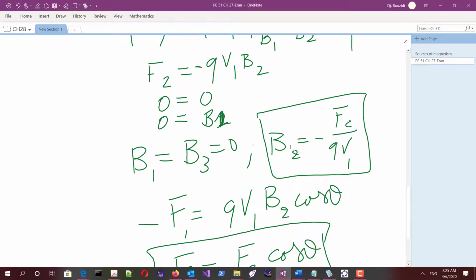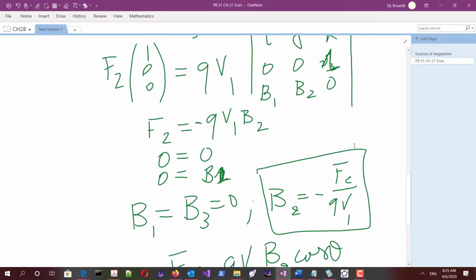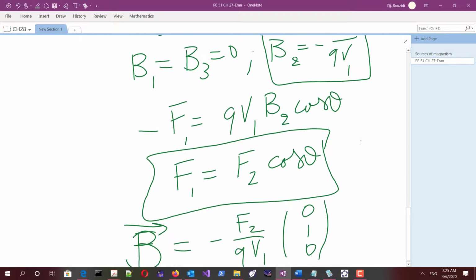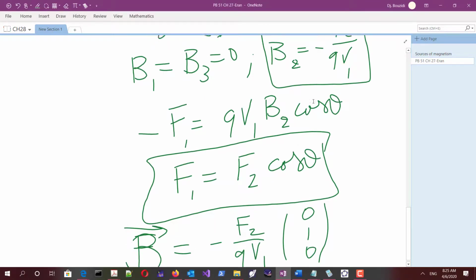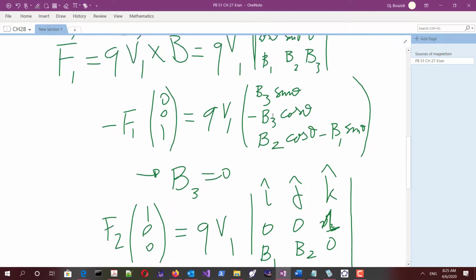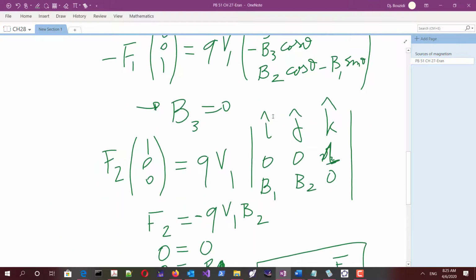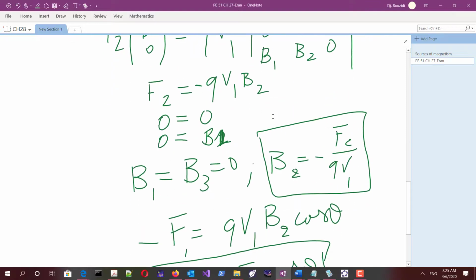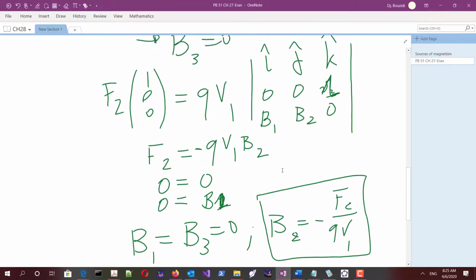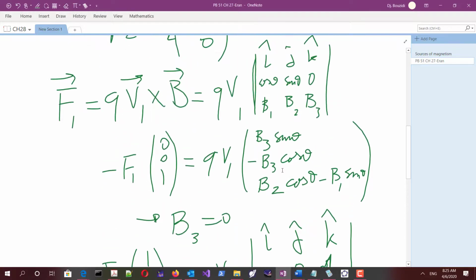So the magnitude of the vector B itself is just F2 over QV1. So that answers the question about the magnitude of the vector. Now, if I go back to the other expression that we found earlier, there was another relationship that we found to begin with. We didn't express it, but it's here.